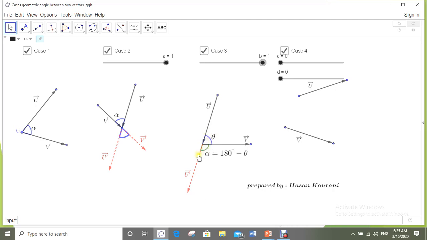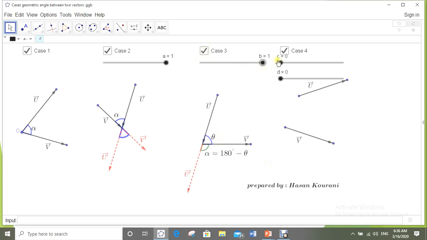And since you know this is a straight angle, then alpha will be 180 minus theta, or pi radians minus theta. Knowing theta, we can find the geometric angle alpha. Let's say, for example, if theta is 30 degrees, then the geometric angle between u and v is not 30. It's in fact 180 minus 30, which is 150.